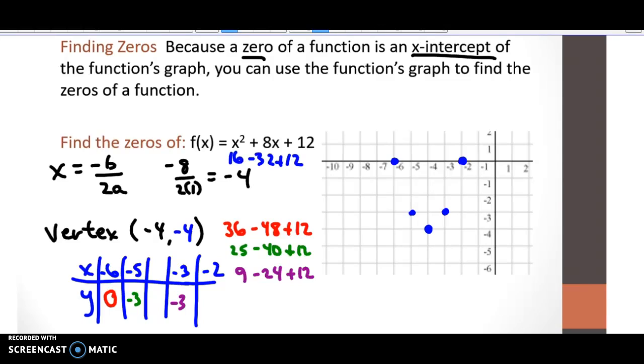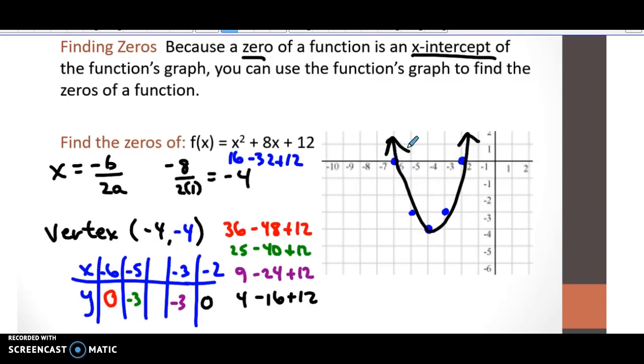Finally, if I substitute negative 2 in, then negative 2 squared is 4, minus 16 plus 12. 4 minus 16 is negative 12. Negative 12 plus 12 is 0. So it looks like we have plotted these points correctly. So here is our parabola.